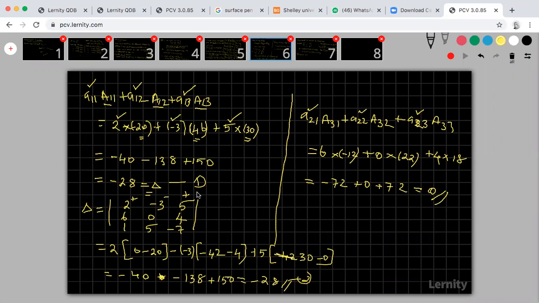I'm finding it by R1. This is 2 into 0 minus 20. And this is minus of minus 3 into 6 into 7, minus 42, 1 into 4, minus 4. Plus this 5 into this 30 minus 0. So this is minus 40. This is plus 3 into minus 46, minus 138. This is minus 40, this is 150. So you'll get minus 28.